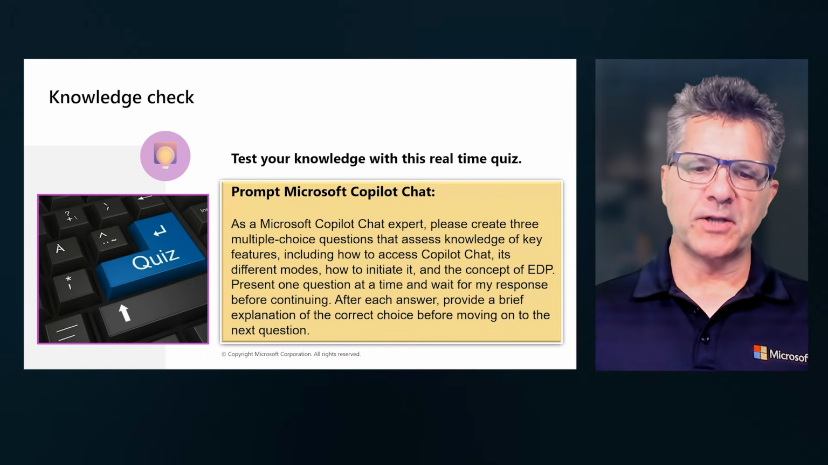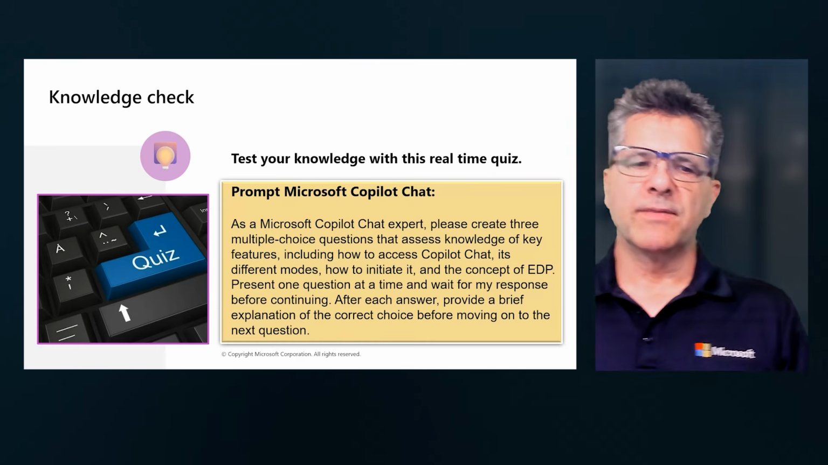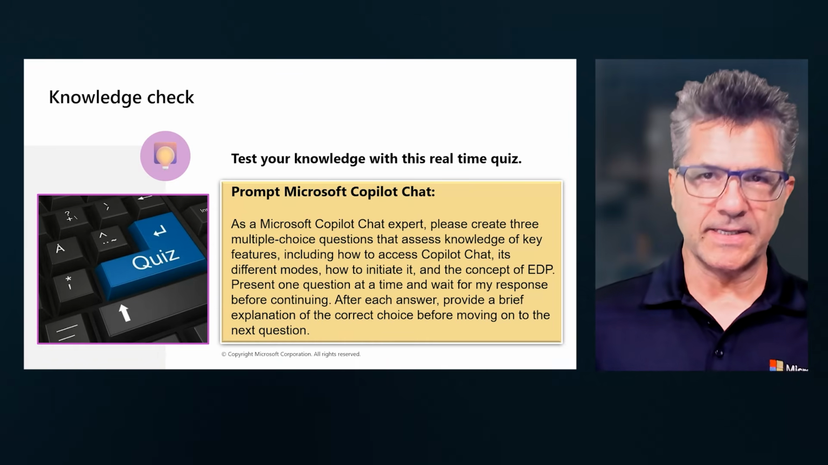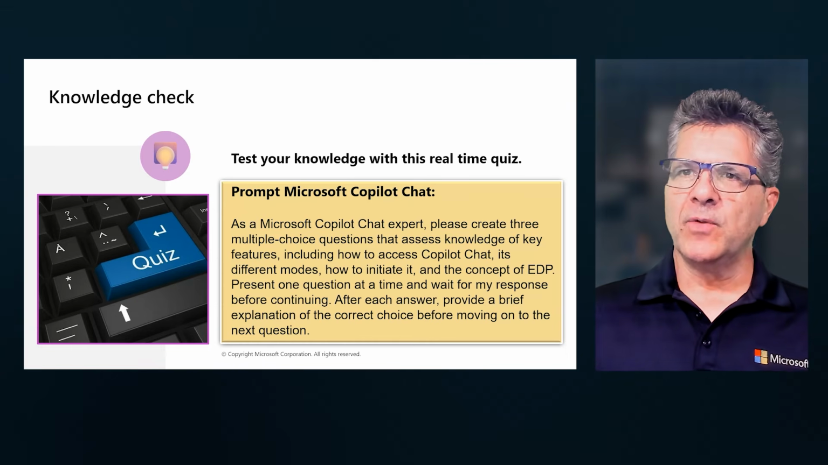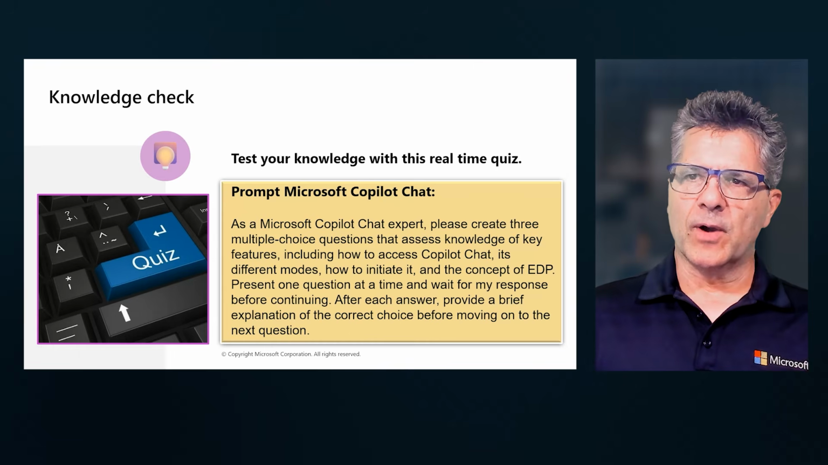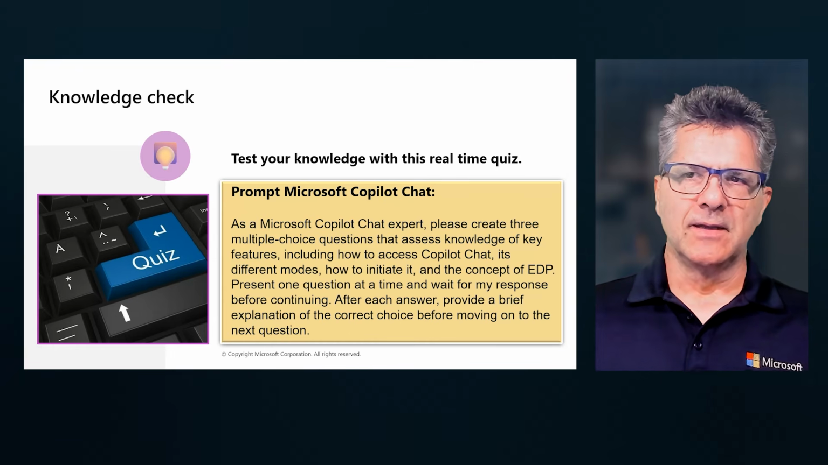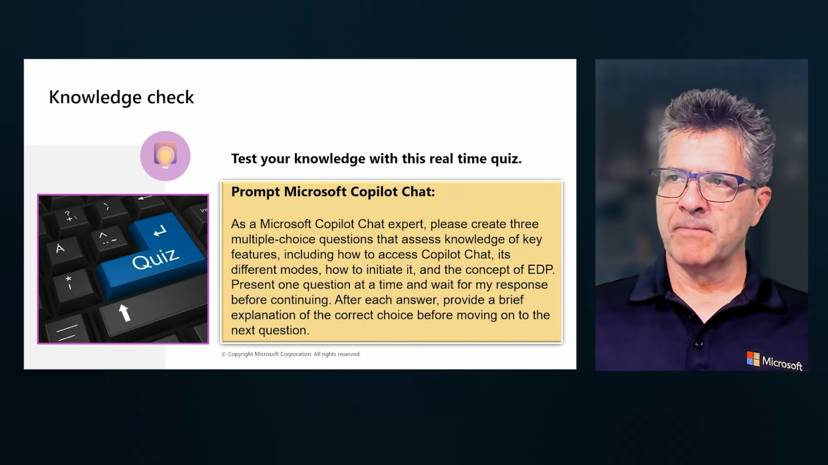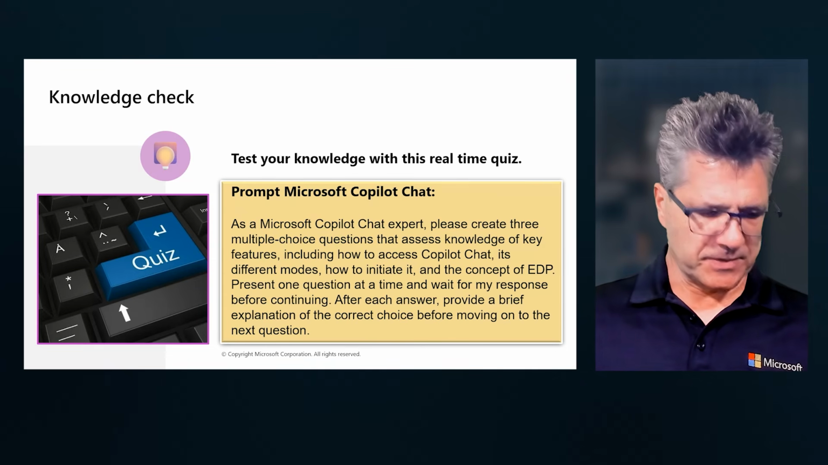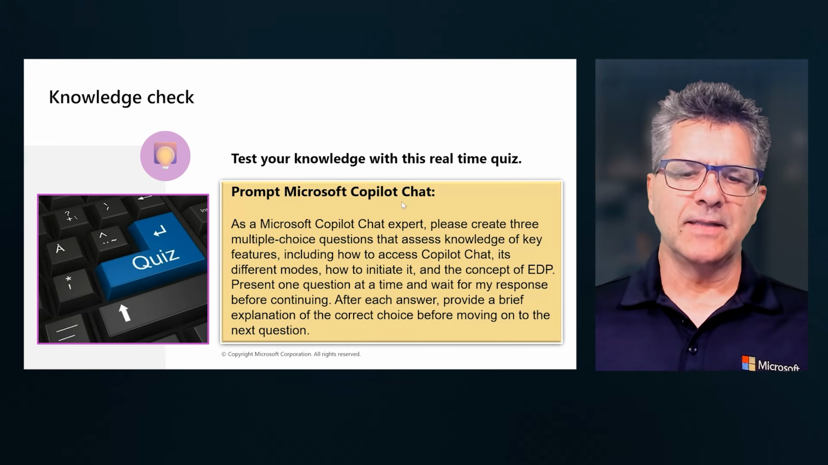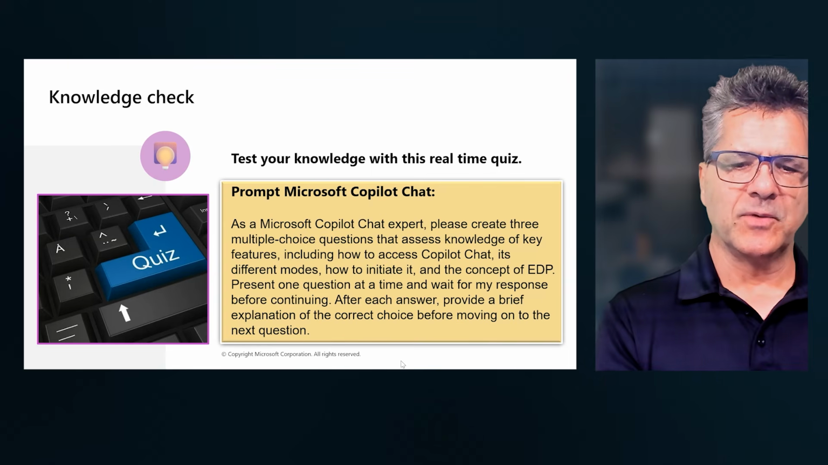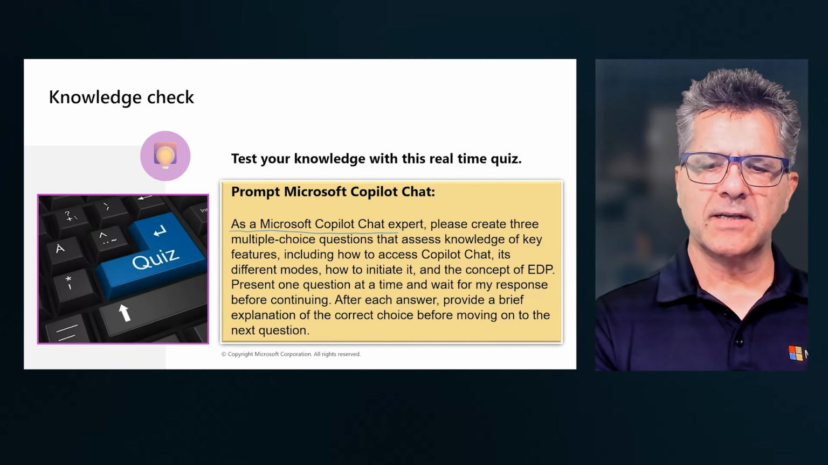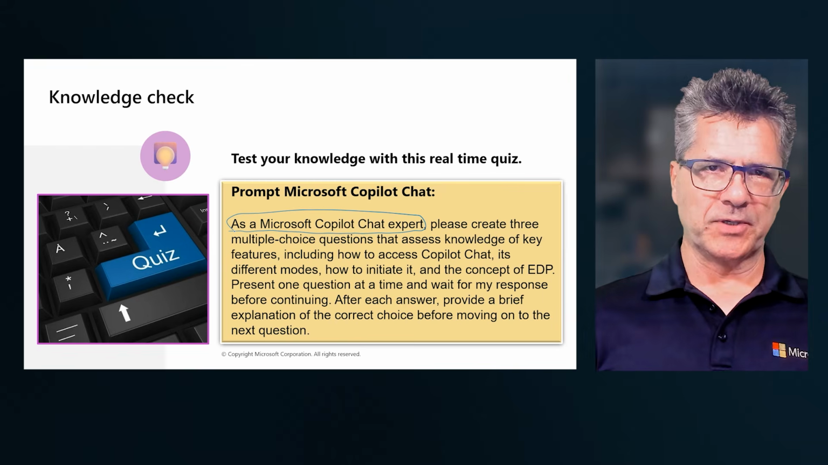Now, to close this module, let's conclude it with what we call the real-time quiz. And we are going to use Copilot for that. In this knowledge check, we are going to set the stage for Copilot Chat. So first, notice the context of this prompt. And it uses some of the features that we are going to be discussing in the next module. First, notice what we did in here. We are going to ask Copilot to function as a Copilot expert.